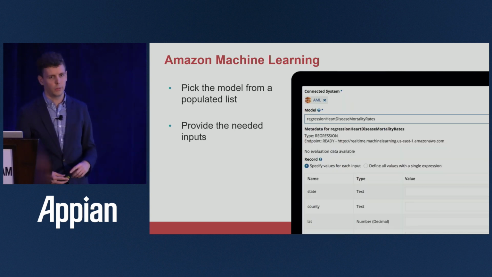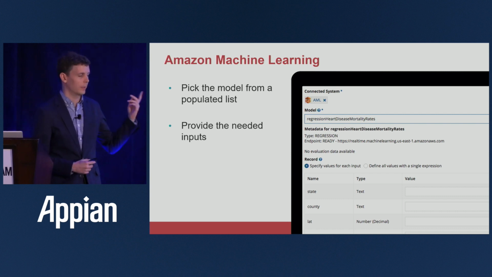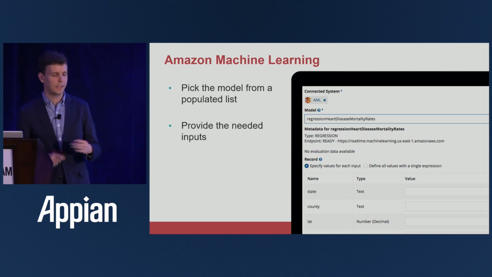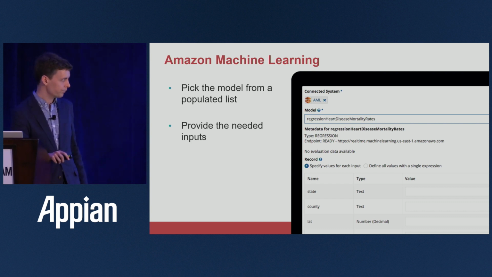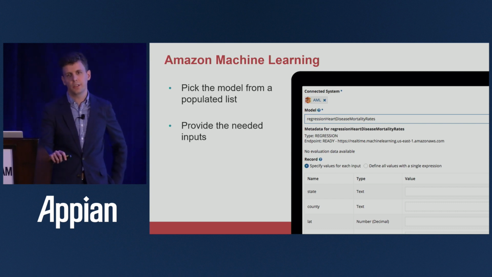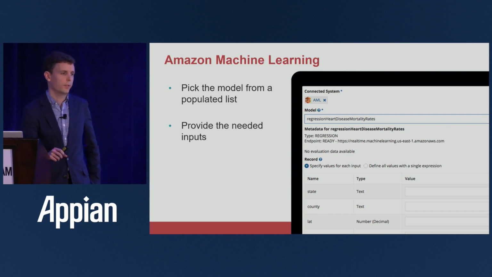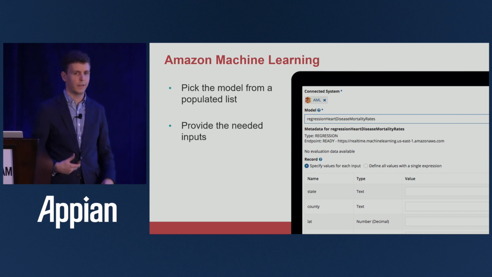We'll populate the dropdown with the models from Amazon, and then give you the inputs that you need to set up to pass in information to get a prediction. We use this ourselves. I think that was mentioned in the keynote, in our support app. I talked to the Appian employee who created that application.